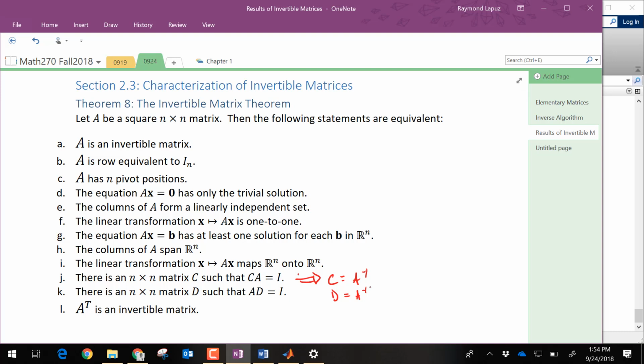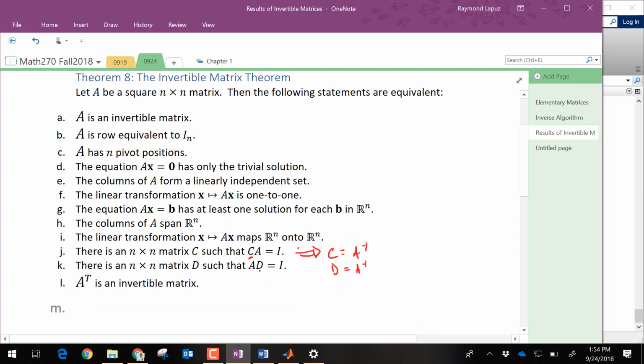And the idea behind the inverse, remember, is that you can multiply it on the left or on the right, and you would still get the identity. And that's what they're doing here. They're multiplying C on the left and D on the right, but it's the same thing. Call it A inverse.